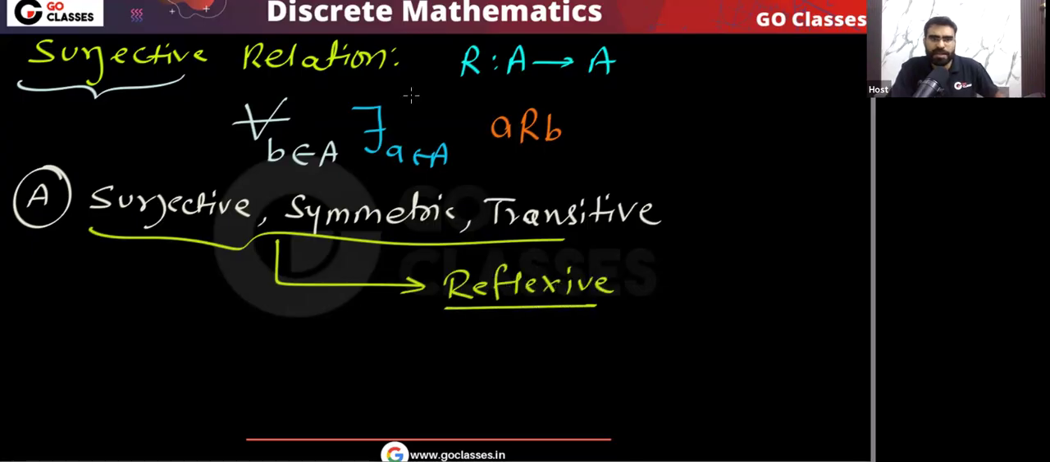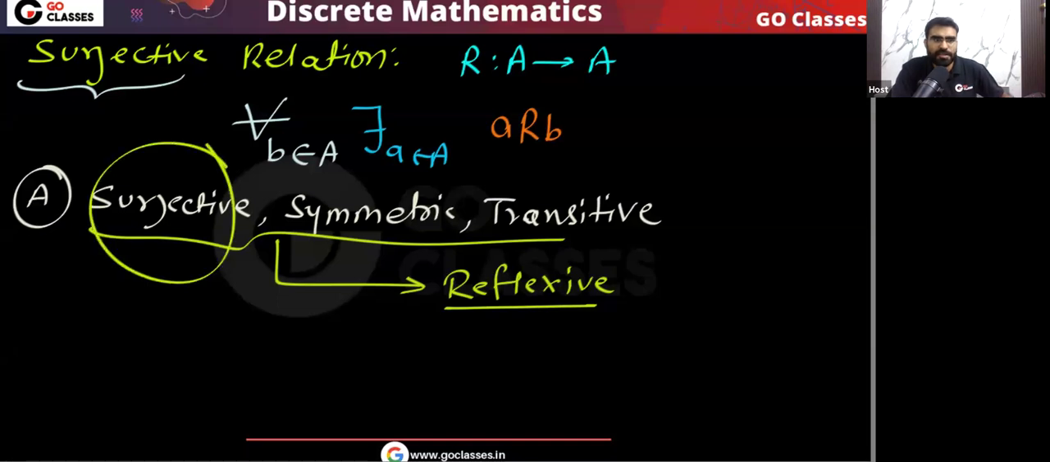Let me know. Do they imply reflexive? You have surjective, symmetric, transitive. Do they imply the reflexive property? If your relation is surjective, symmetric, transitive, will it imply reflexive? Or can you give me a counter example?